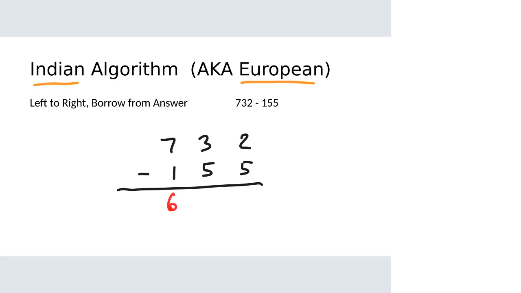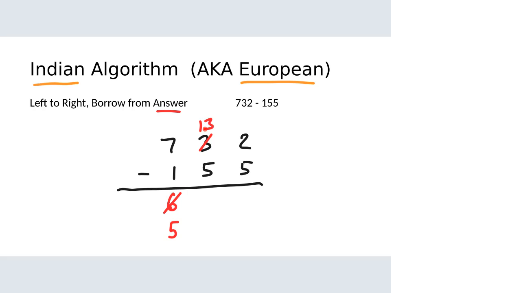I move over to the tens place, and I would love to subtract here 3 minus 5, but I can't. So I am going to have to borrow. What's different about the way that this algorithm works is I'm going to borrow from the number that's in the answer. So I'm not going to borrow from these numbers up here. Instead, I'm going to borrow from the numbers that are in the answer. So I'm going to reduce this by 1 because I'm borrowing 100, and I'm going to take that 100 and put it over here as 10 tens.